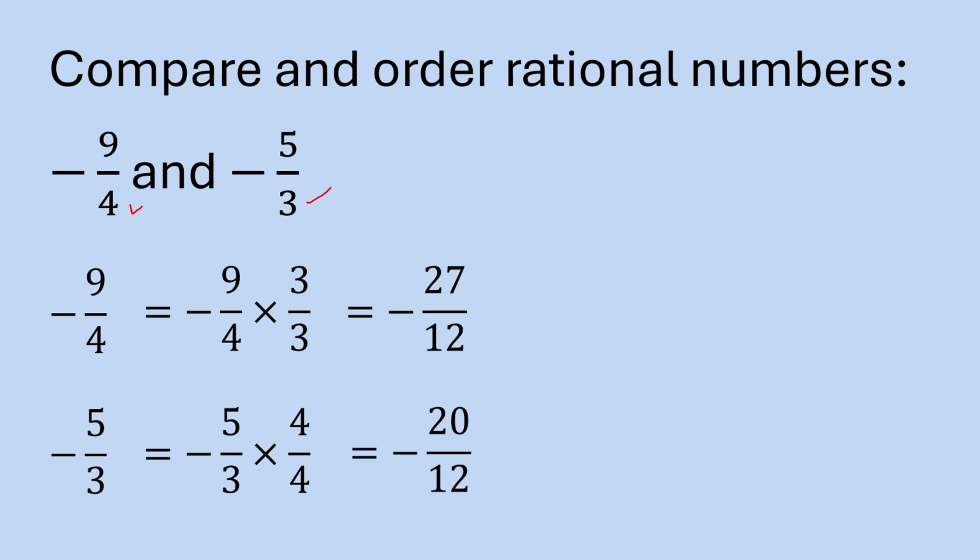Now both denominators are the same, number 12 and number 12. So now we can compare the numerators. One numerator is negative 27 and the other one is negative 20. So negative 20 is the higher value than negative 27. So this is the greater value than the other one. We can write like this, negative 9 over 4 less than negative 5 over 3.